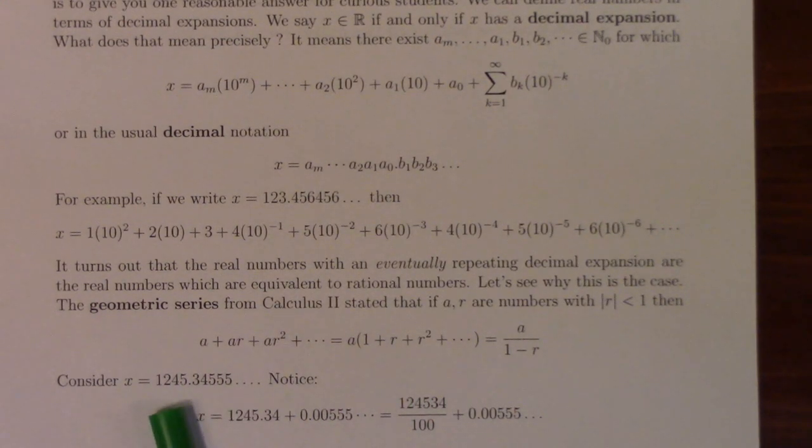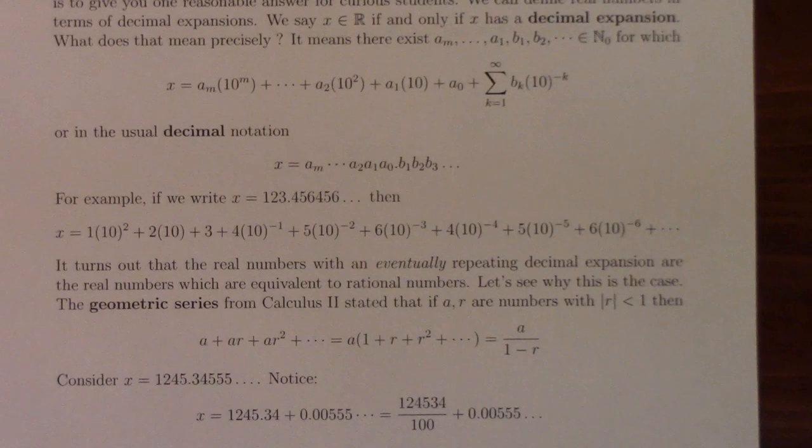So, for example, if I've got 1,245 and 0.34555555 repeating, right? Then I can split off the part which doesn't repeat and the part which repeats. Of course, anything that's a truncated decimal like that, you can rewrite as a fraction by just doing the silly thing of getting rid of the decimal point and dividing by 100 here. And the other one, the 0.555 repeating, is 0.05, and then 0.0005, and so forth.